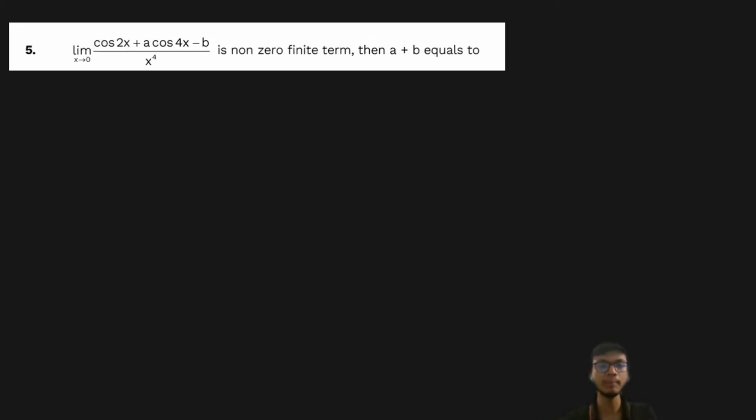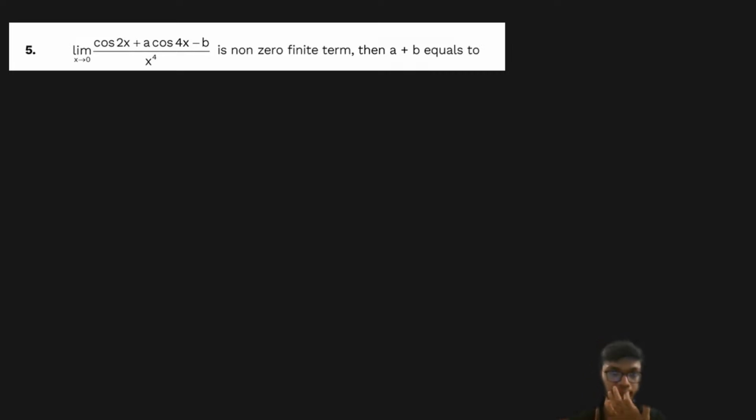So the next problem is a question from the chapter of limits. The question is very interesting. It is not directly a question where you apply the value of the limit and get the solution. It is said that the limit value is a non-zero finite term. That means the limit will exist only when the form of the fraction is either 0 by 0 form or infinity by infinity form, or one of those given indeterminate forms, right?